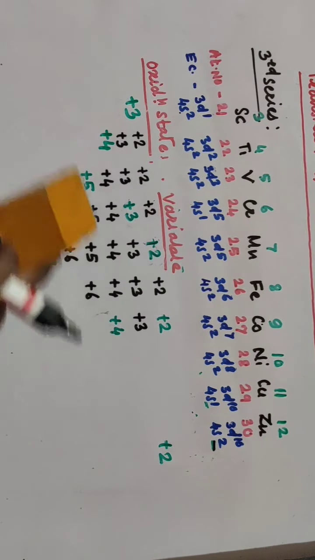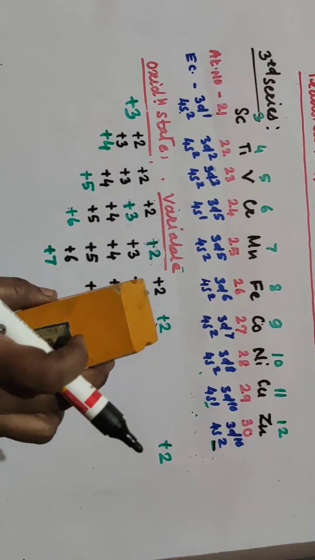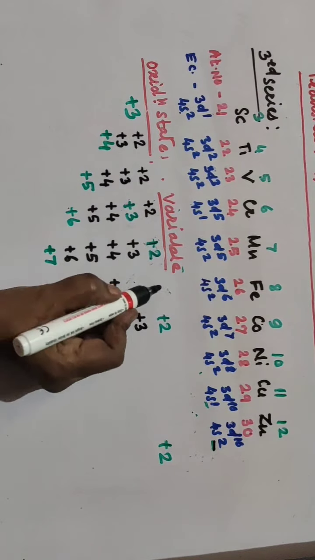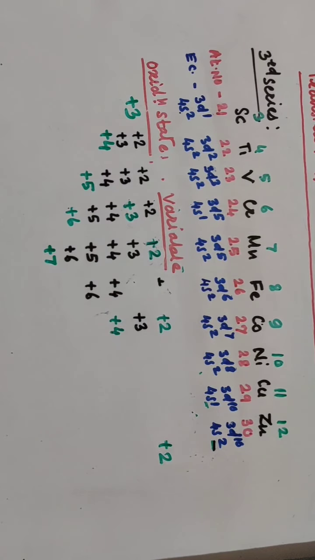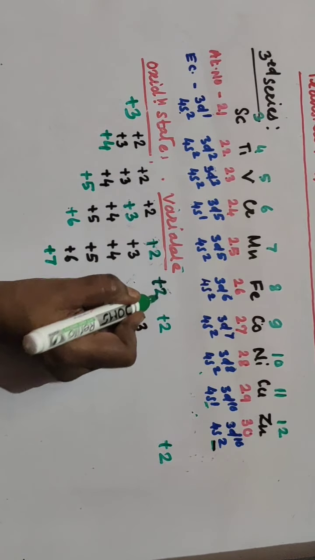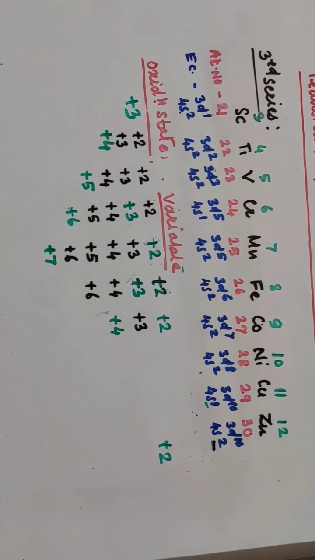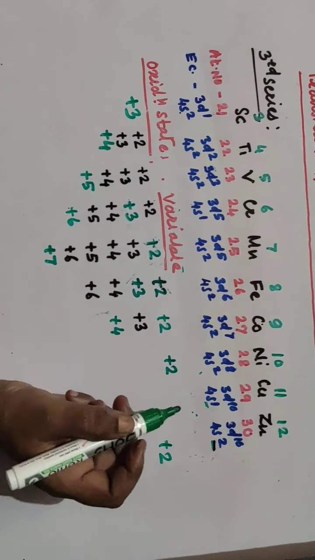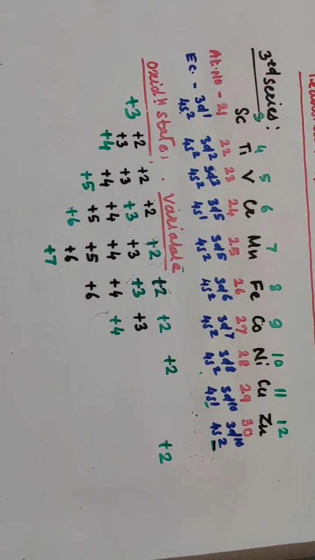For Fe, I'll show here only, I forgot to show. For Fe, +2 and +3, these are the stable oxidation states. Then the next we will go for nickel. For nickel, +2 is the stable oxidation state, and along with +2 it can show +3 oxidation state also.